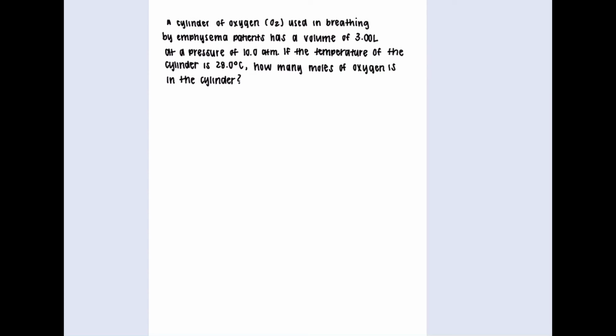So, let's look at what we know. We know that we have a volume, we have a pressure, and we even have a temperature. What we're looking for then is moles of oxygen. We're going to be looking for n. Let's write down our formula. PV equals nRT. And we know we're looking for n, that's our missing number.